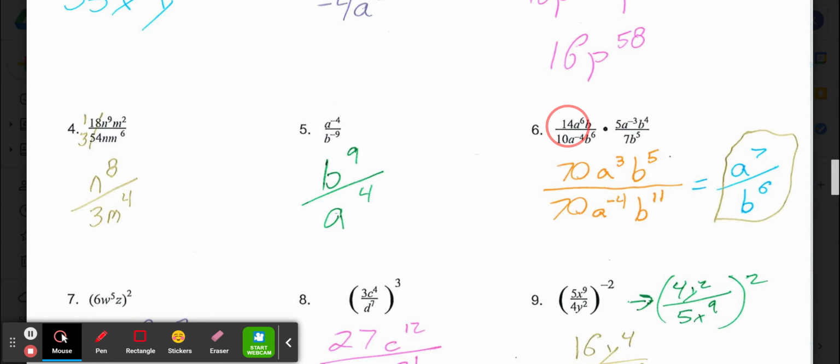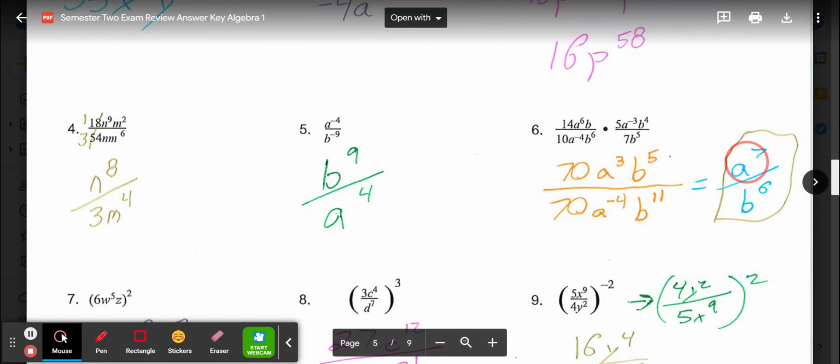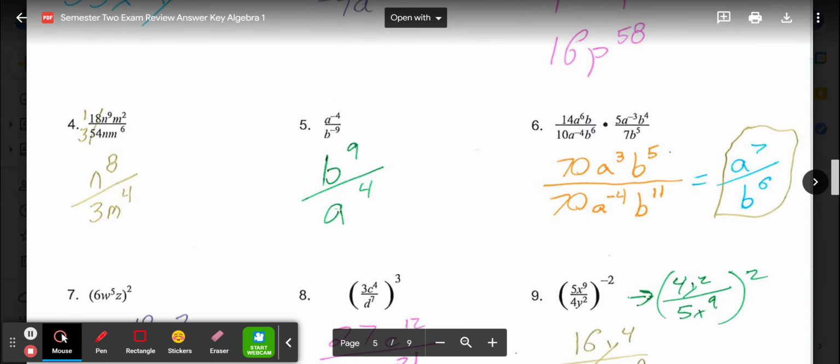In 6, we'd want to multiply first across the top and across the bottom. So then I have 70 a to the 3rd, b to the 5th, over 70 a to the -4th, b to the 11th. 70s cancel, a to the -4th comes to the top, so I'd have a to the 7th over b to the 6th.